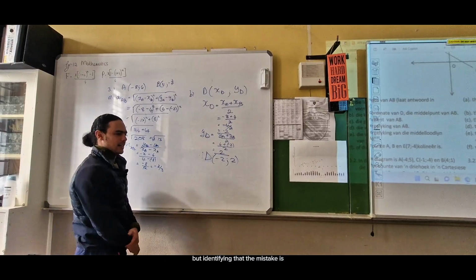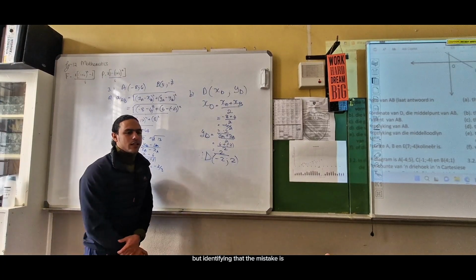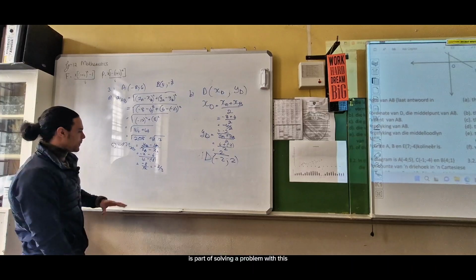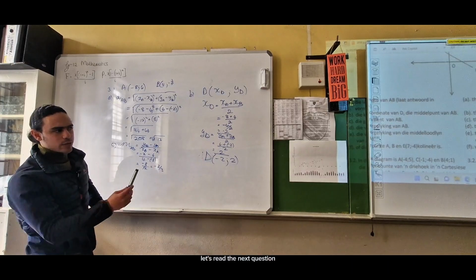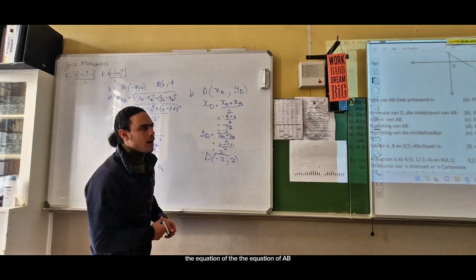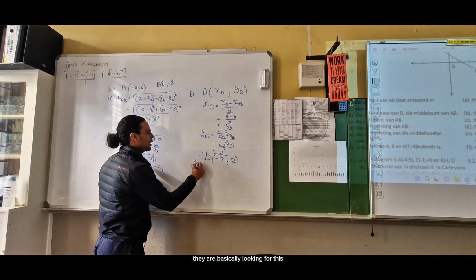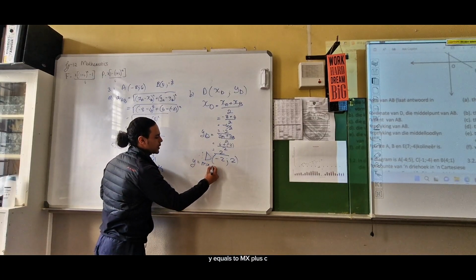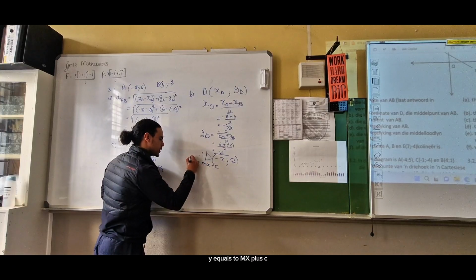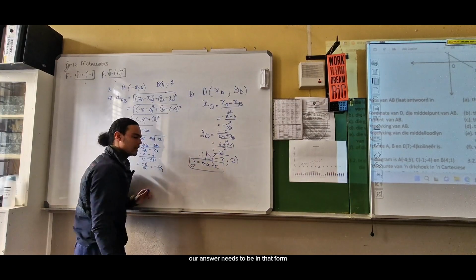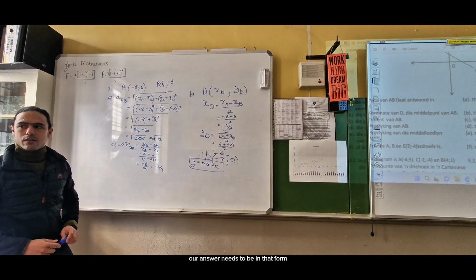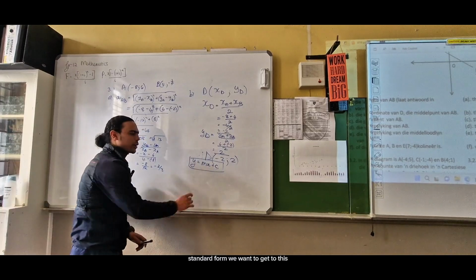But identifying the mistake is part of solving a problem. Let's read the next question: the equation of AB. When we are asked for the equation, they are basically looking for y is equal to mx plus c. Our answer needs to be in that form, standard form.